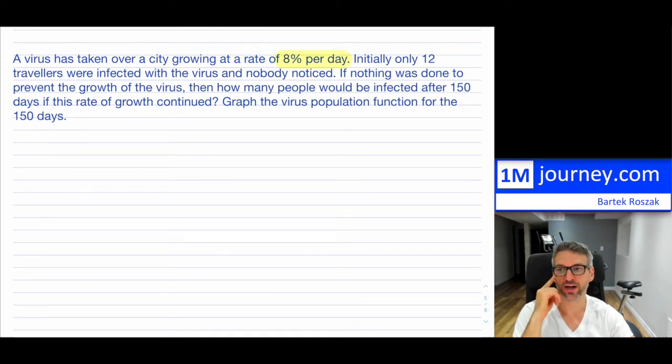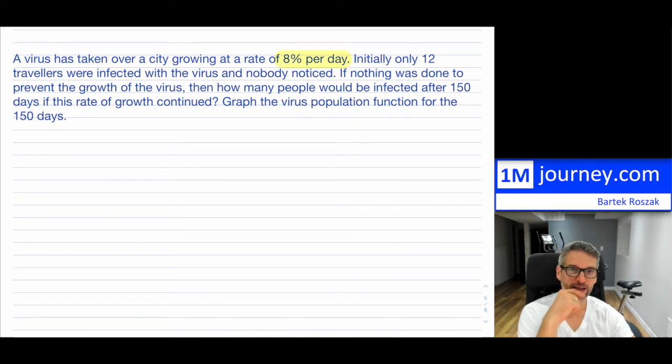So if nothing was done to prevent the growth of the virus, then how many people would be infected after 150 days? Notice it says it's 8% per day now. It's not per year, it's per day. Because per year it would still just trickle off and then slowly creep up.